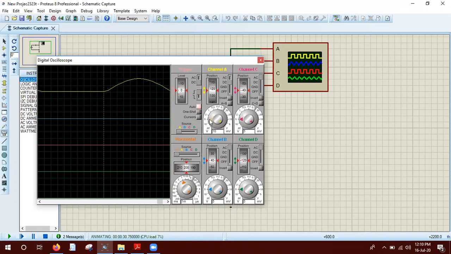We can change the amplitude here in terms of scale, that millivolt. And here we can change the duration.